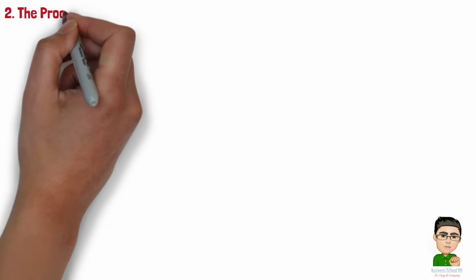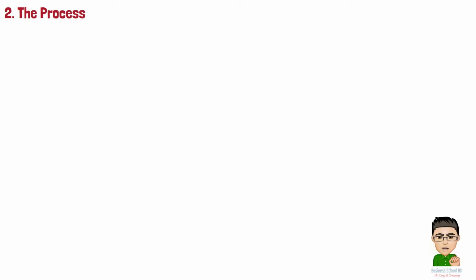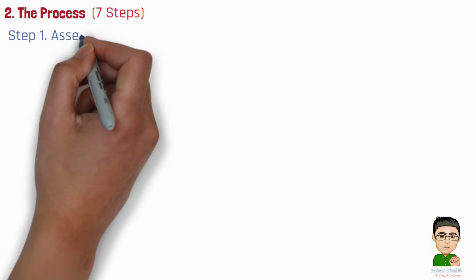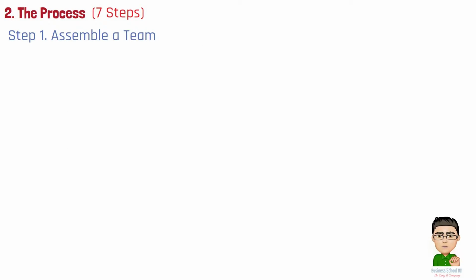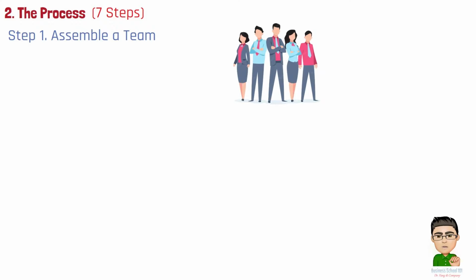Section 2. The process. The 5 whys root cause analysis follows a 7-step process. Step 1. Assemble a team. Gather together people who are familiar with the specifics of the problem and with the process that you're trying to fix. Include someone to act as a facilitator who can keep the team focused on identifying effective countermeasures.